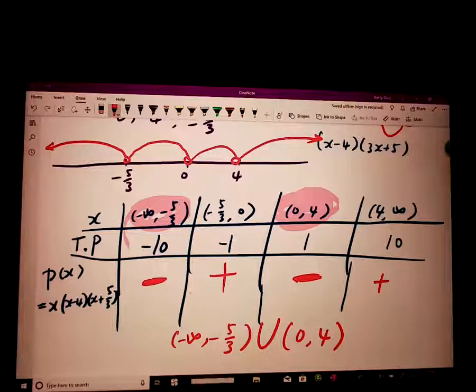Okay, so yeah, this is the second part of this section. We practice another 3 problems with the sign chart method. I'm going to stop here and start part 3 of this section.